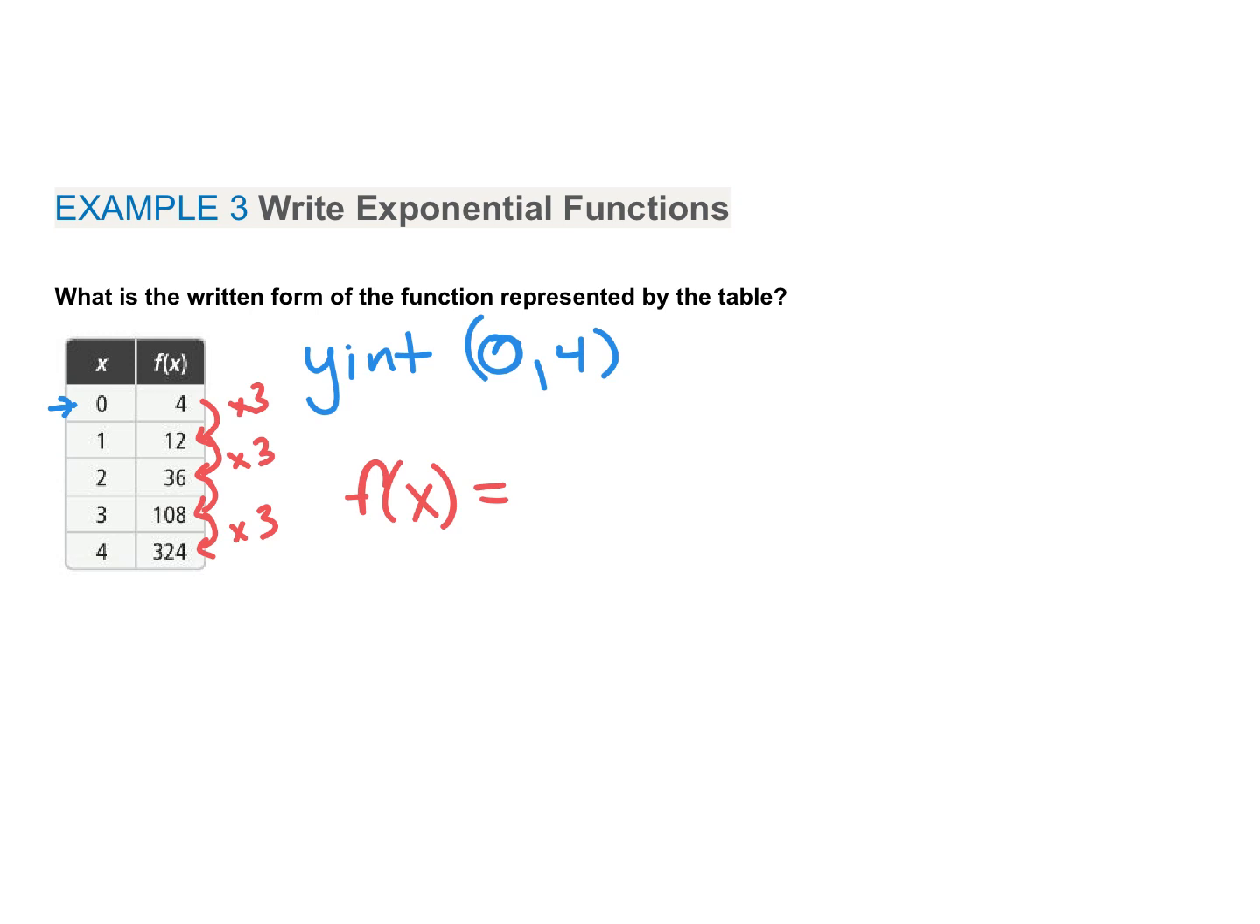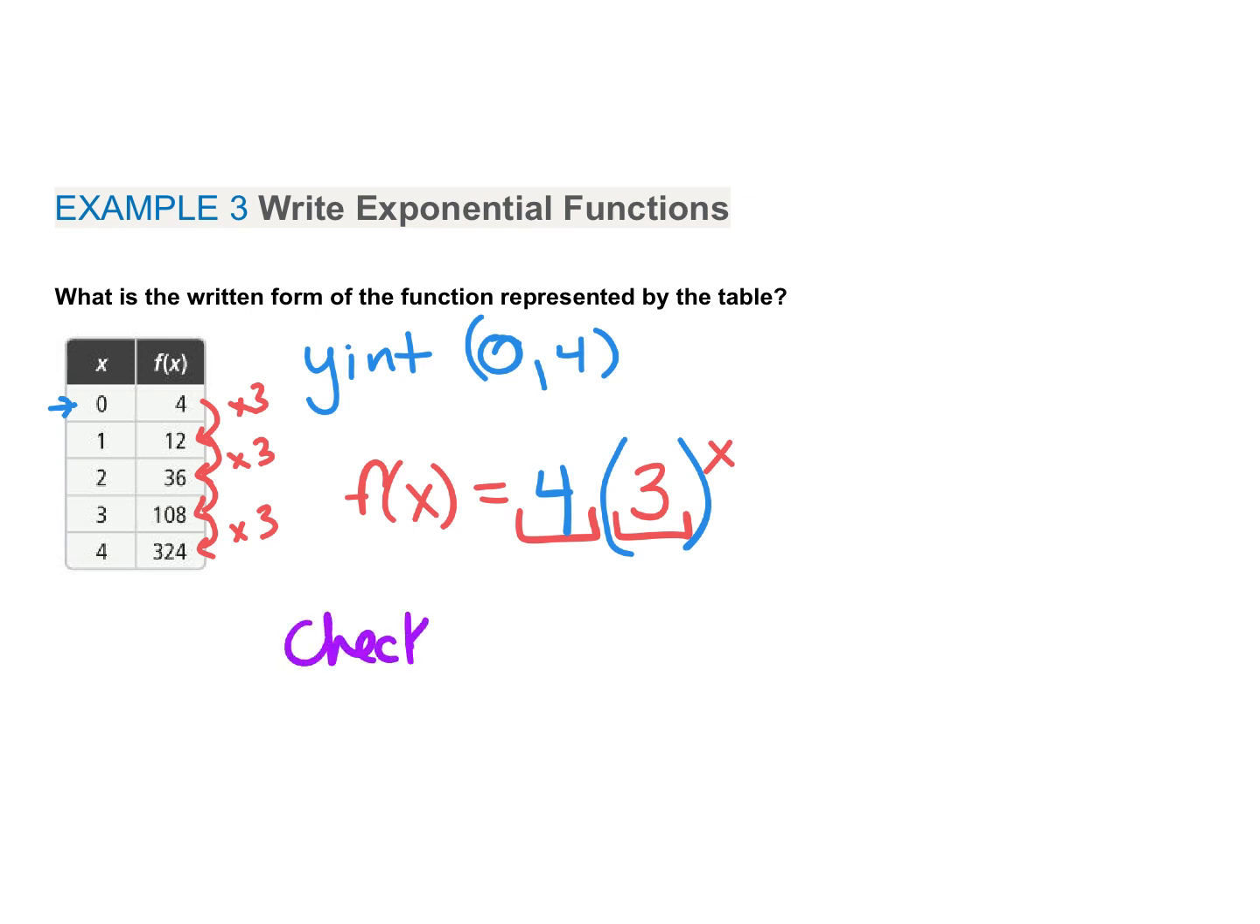So remember that pattern goes in the second piece, raised to the x power, 3. And then the part that goes in front is our y-intercept. So 4. We're going to put parentheses around the 3. If you wanted to check to make sure your equation is right, you definitely can, and you should.